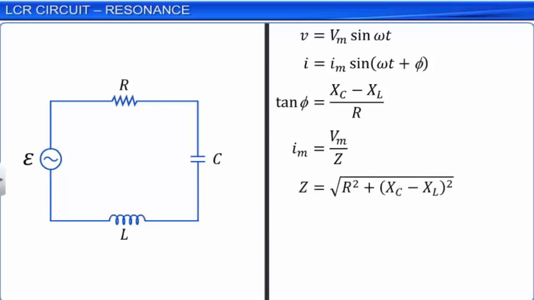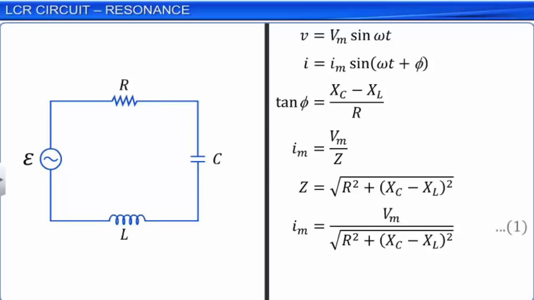Substituting the value of Z, we get Im as Vm by square root of R square plus (Xc minus XL) square. Let this be equation 1. We also know that Xc is equal to 1 by omega C and XL is equal to omega L.